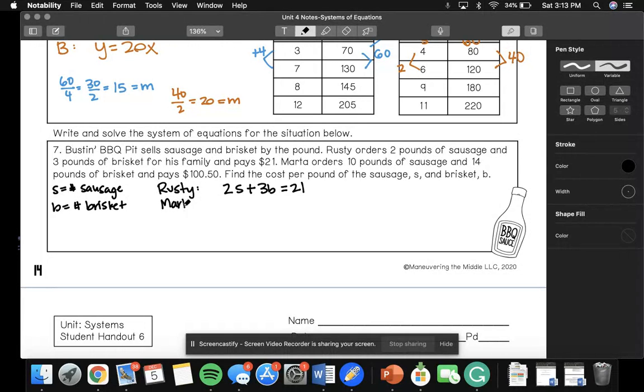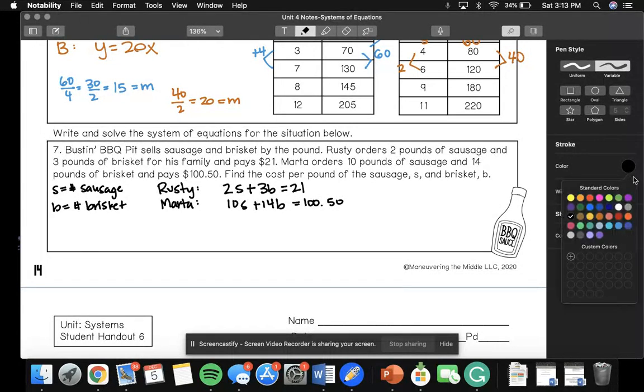She is a totally different situation. She bought 10 pounds of sausage and 14 pounds of brisket and had to pay $100.50. Now it says to find the cost per pound. So we need to basically solve this. I see 2 sausages, 10 sausages, and 3 briskets, 14 briskets. If this was a 10 or a -10, this would be pretty easy to solve.